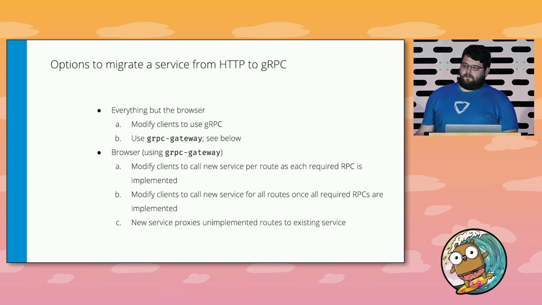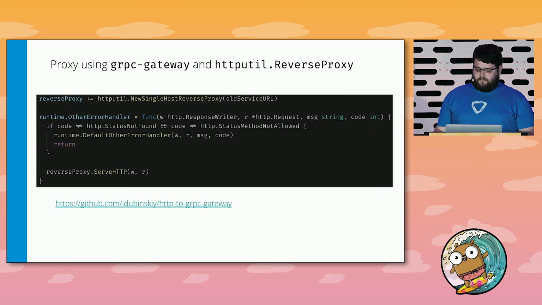You can use the new service to proxy unimplemented routes to the existing service. So you make the change once to point your client services to the new service, and then the new service decides, hey, do I have this route? If I do, then I can serve it directly. Otherwise, I will just proxy to the old service.